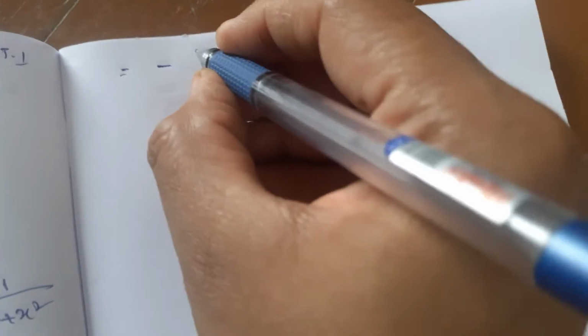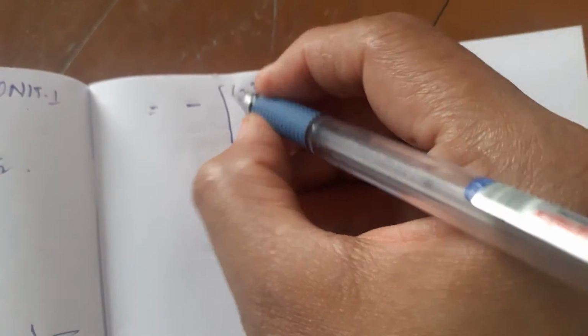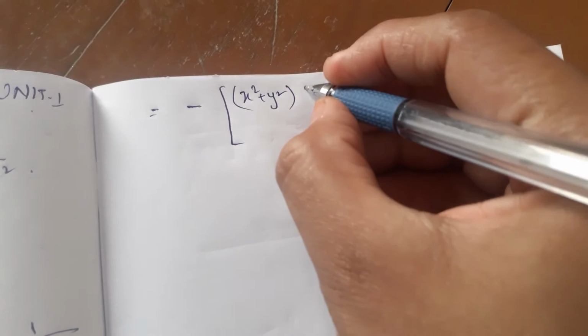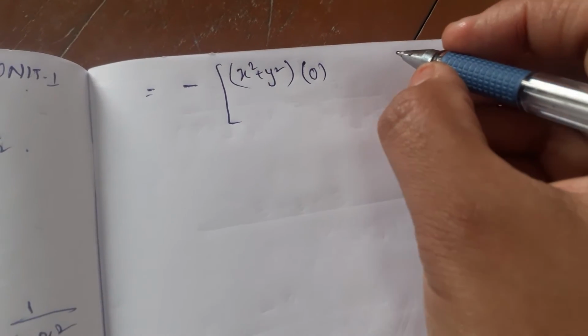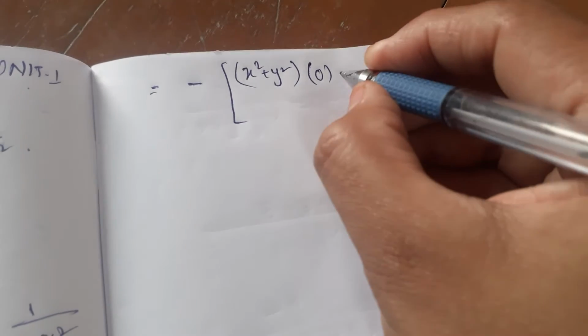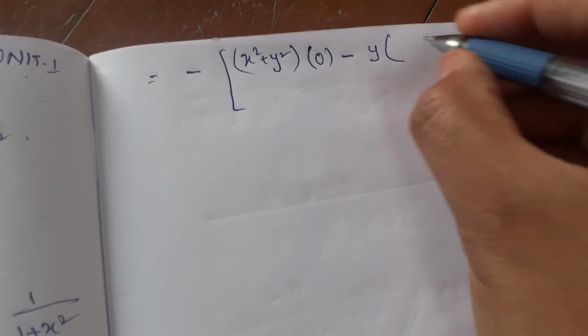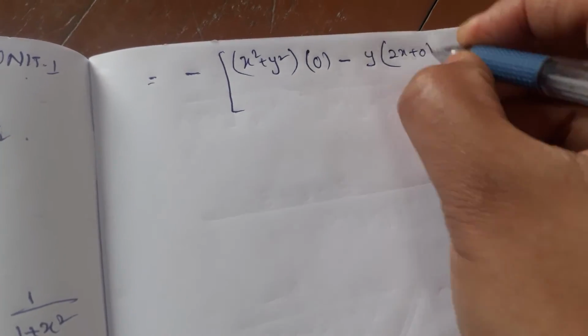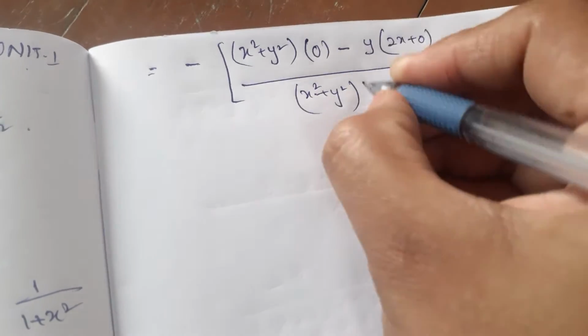So what we will get here, don't forget to write the minus: the first term, (x square plus y square) into 0, that is the differentiation of y with respect to x gives you 0, minus y into the differentiation of (x square plus y square), that is 2x plus 0. That will give you (x square plus y square) whole square in the denominator.